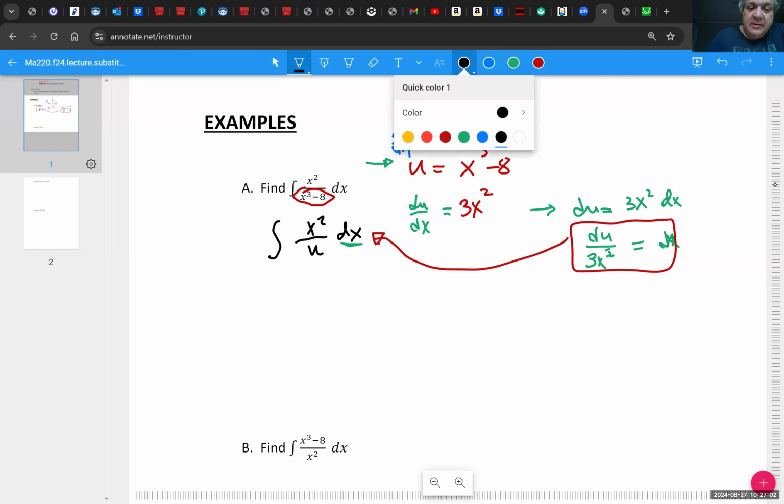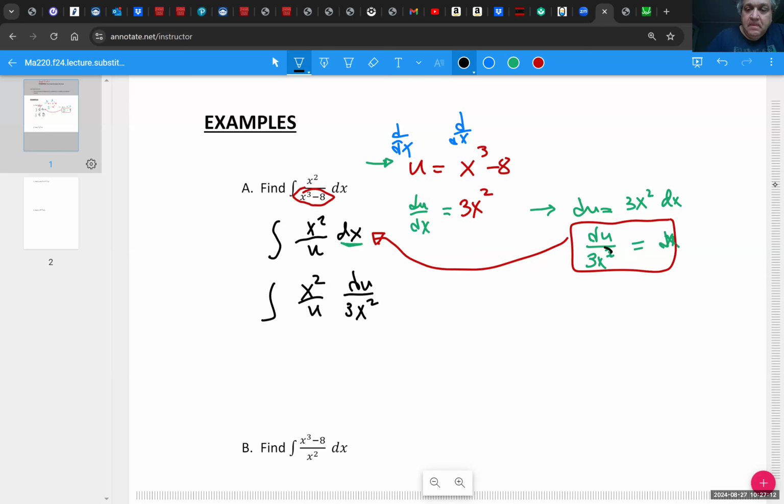All right, so let's go ahead and do that. x squared over u, and dx is our du over 3x squared. All right, now, as it turns out, we get some additional simplifications. There's an x squared here in the denominator, x squared in the numerator. x squared divided by x squared is 1, so they essentially don't do anything. 1 times anything is still the thing. Some people will say it cancels out, but it really divides to equal 1, so we don't have to write it anymore.